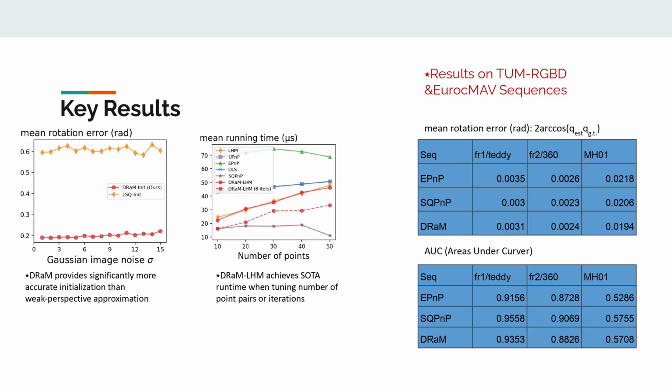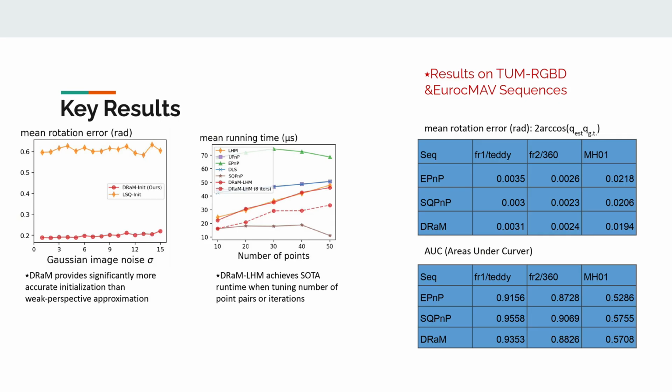Here are our key results. The figure on the left shows that our initialization is significantly better than LHM's weak perspective approximation, where they rely on a least-squares Quaternion solution for point registration. The middle figure highlights the efficiency of our method.